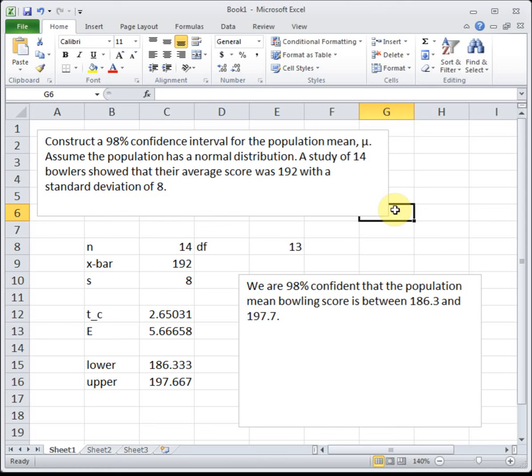That's a really good bowling score. I know the last time I went bowling, I was not anywhere near that. So these bowlers must be really good.